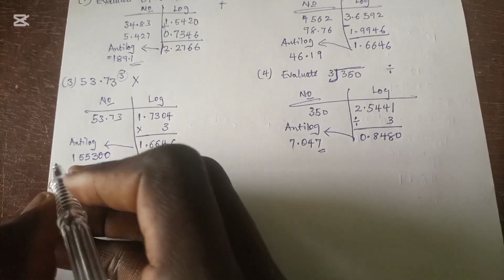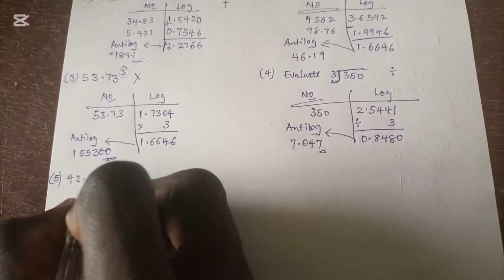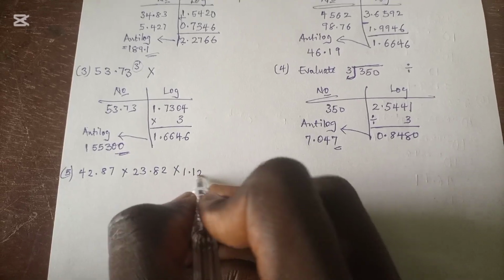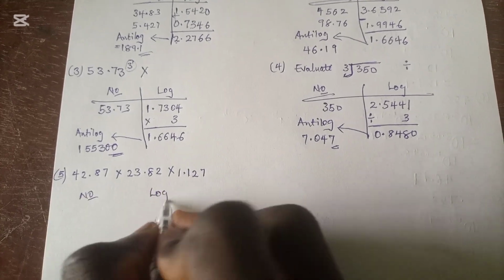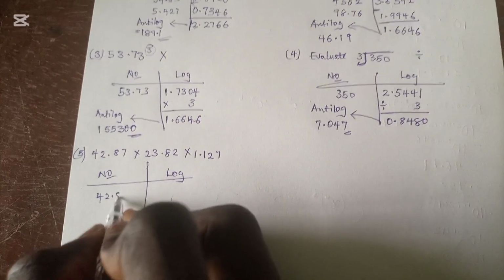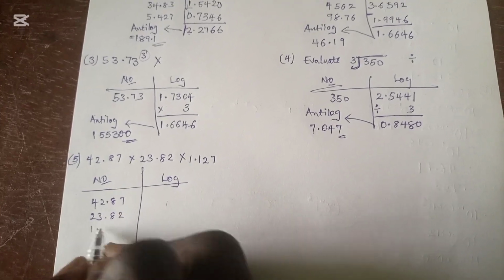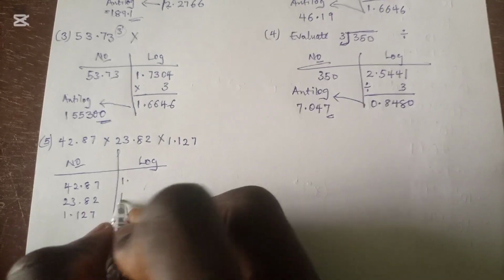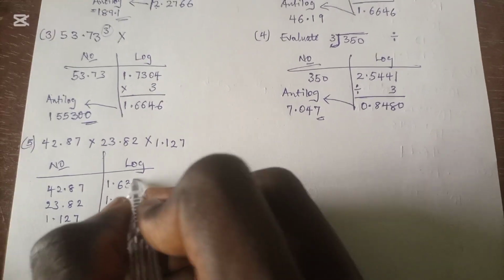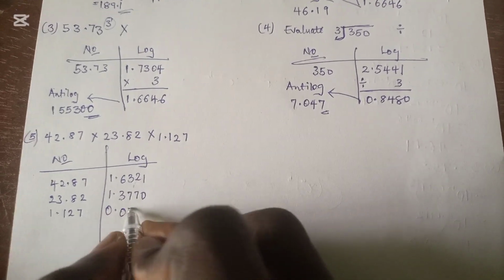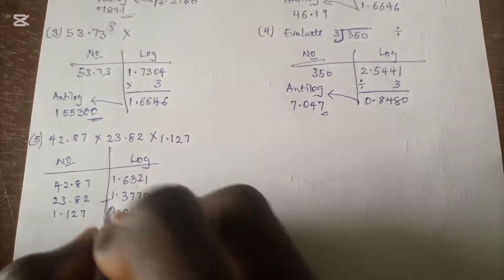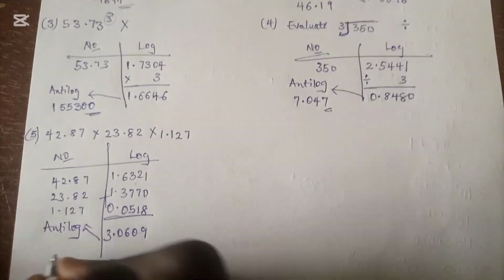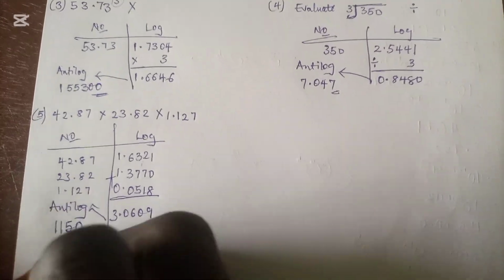Now let's go to more complex ones. We have 42.87 times 23.82 times 1.127. So number and log, we have 42.87, 23.82, 1.127. What you do is just find the logarithm and then you add all up. So the integer of this will be 1, the integer of this will be 1, the integer of this will be 0. So this will give us 6321, this will give us 3770, and this 0518. You add them up, that will give you 3.0609. And then you find the answer. The answer will give you 1150, and that's the answer.